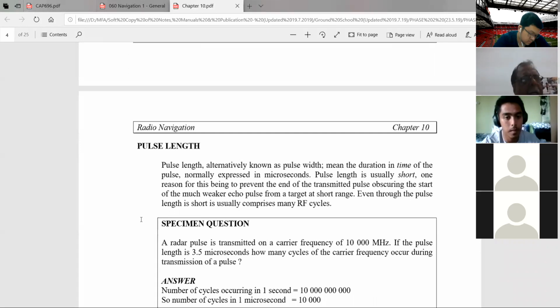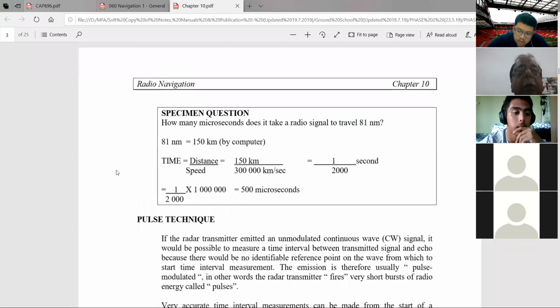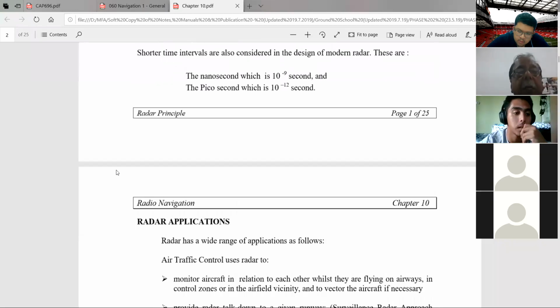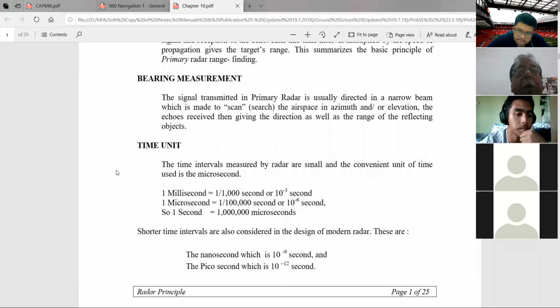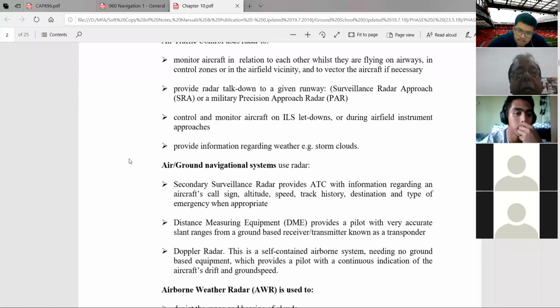Any guess, any reasons, can you tell me why we use high frequencies in radar? Anybody in the class, please try and throw some light. Why do we use the so-called high frequencies in radar?